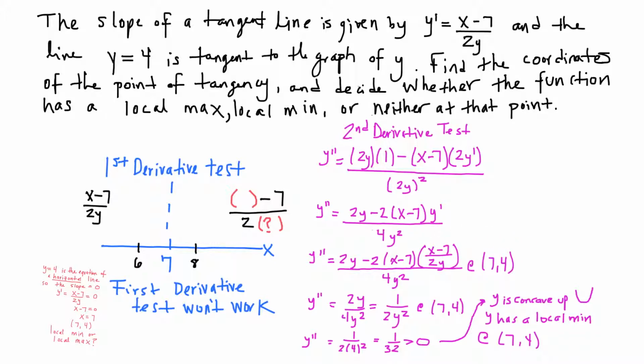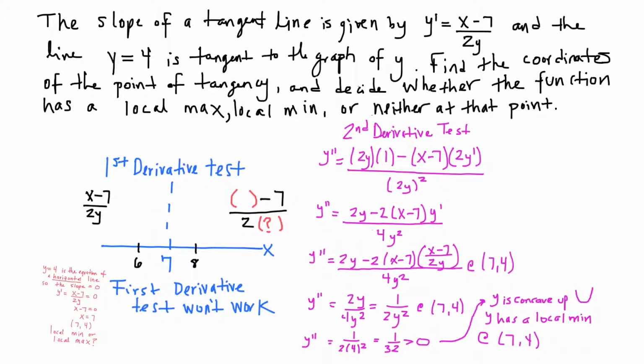Basically, everything here cancels out to a 0. And so my second derivative boils down to 2y over 4y squared, which is 1 over 2y squared. And we're going to evaluate it at (7, 4). So a much simpler expression. There's actually no x's anymore, so I just plug in the 4 at the bottom. And so we get that the second derivative is 1 over 32.